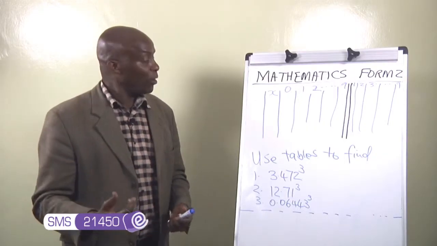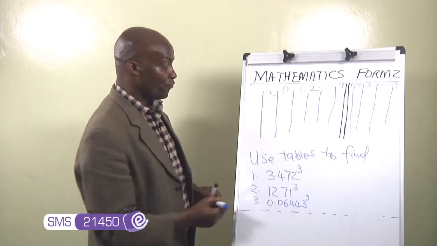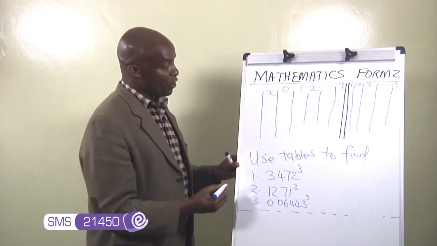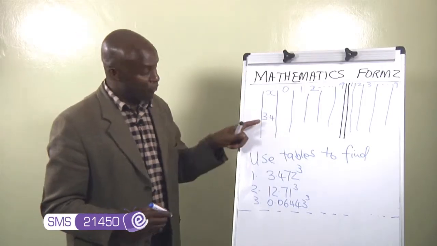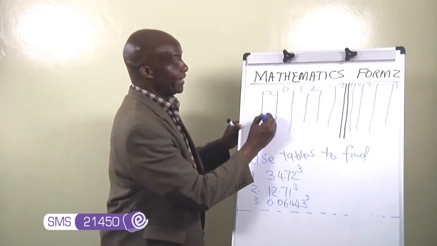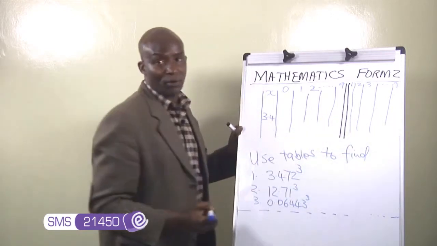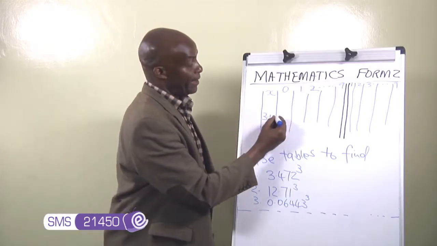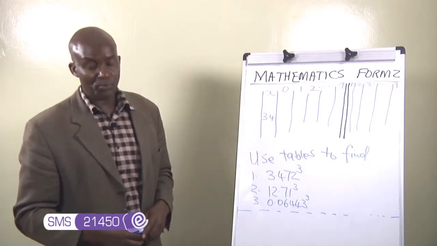Now, when we want to find the cube of 3.472, we will go to column X and look for the number 3.4. You will find it there, 3.4. So now it has a row of numbers all the way through the major columns to the minor columns. Now, how do we use those numbers? The major columns help us to get the cube to the second decimal place.